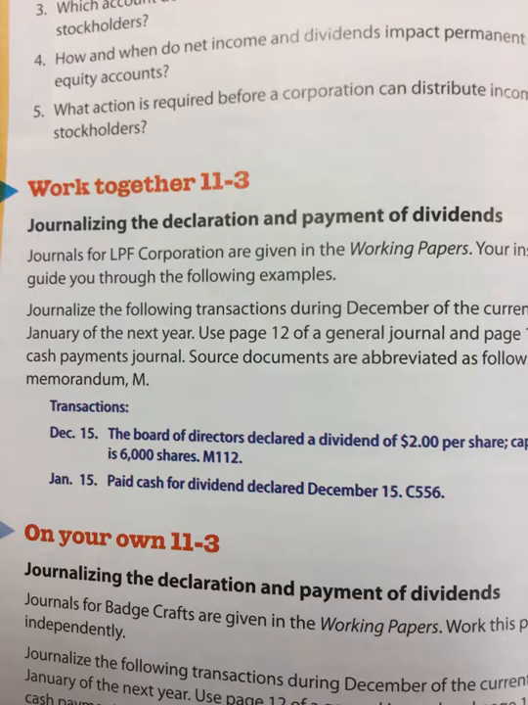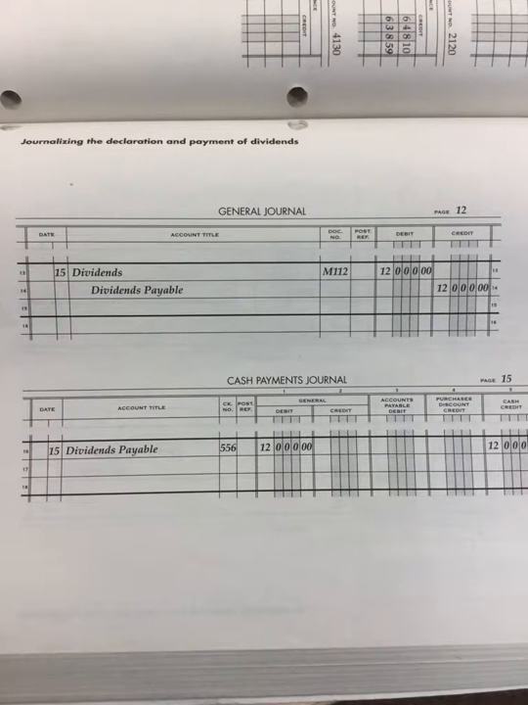Now the next transaction is paid cash for dividends declared on December 15th. Because we are paying cash, we are going to move into our cash payments journal. And again, for this scenario, since we're going to be paying it off, dividends payable is going to be debited. And then since we're paying cash, cash is going to be credited. And here you can see the cash payments journal. The dividends payable is in the general debit column for 12,000, and then cash is credited for 12,000.